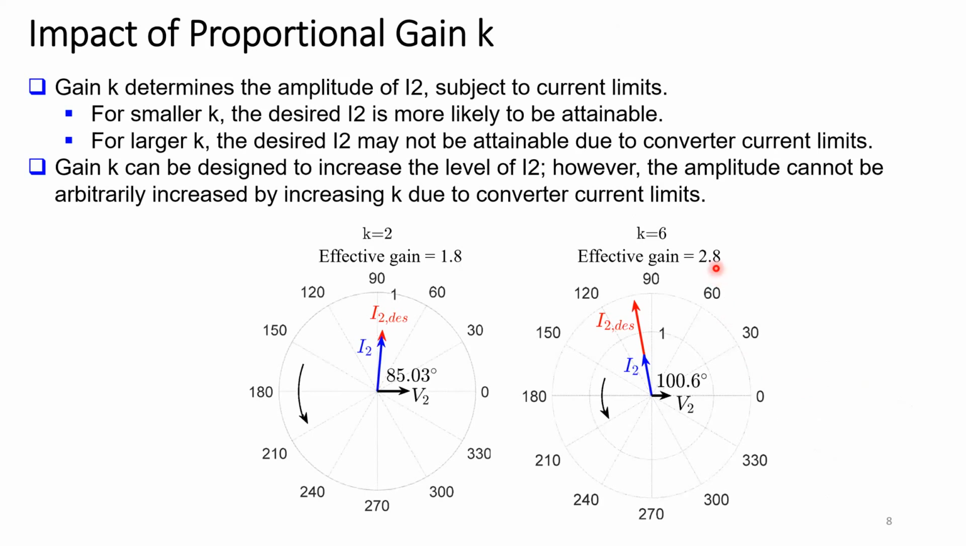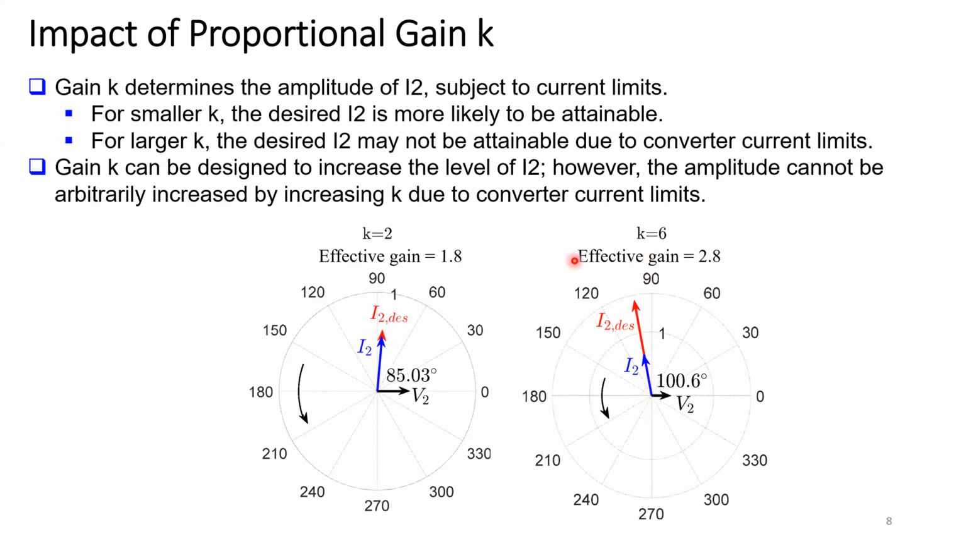So next, what are the influential parameters that impact the behavior of I2 under the German grid code? The first one that we identify in this paper is the proportional gain K. Of course, by increasing the proportional gain, we can be expected to increase the amplitude of the injected negative sequence current. However, this amplitude is limited due to the converter current limits. So we cannot arbitrarily increase the amplitude of negative sequence current by increasing the gain K.